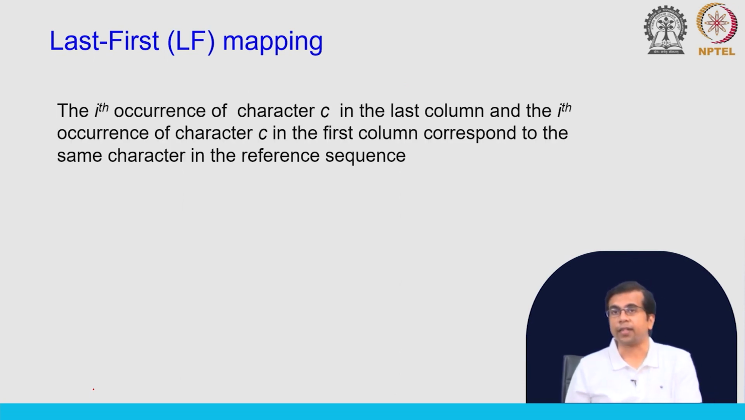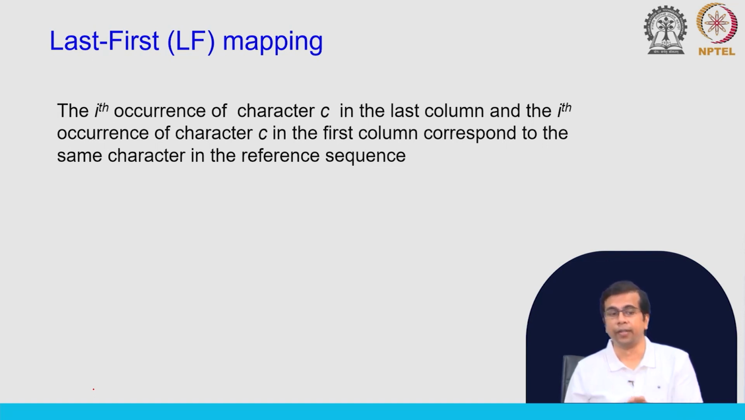So, the last first mapping says that the ith occurrence of character C in the last column and the ith occurrence of character C in the first column both correspond to the same character in the reference sequence. Okay. So, they are actually the same character in the reference sequence. If you count, let us say, the fourth occurrence of the base A in the last column and the fourth occurrence of the base A in the first column, they correspond to the same base in the reference sequence.